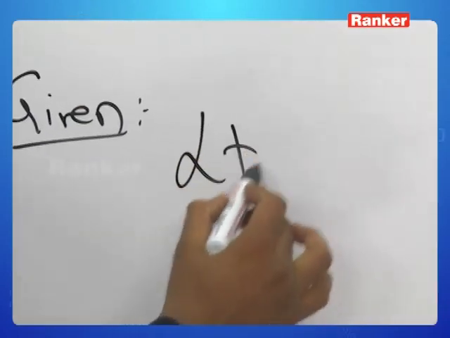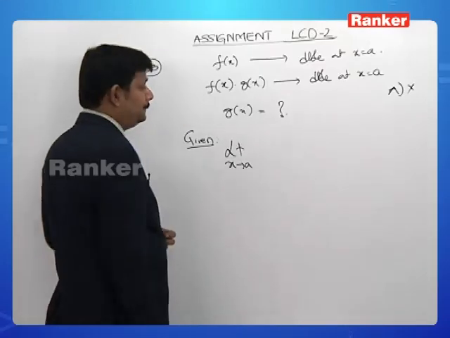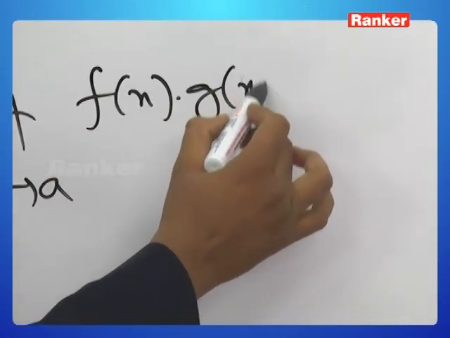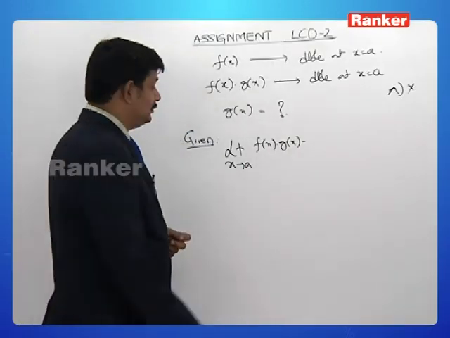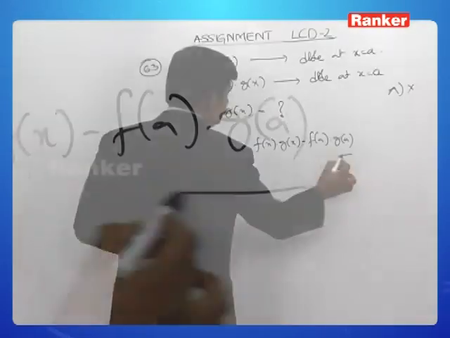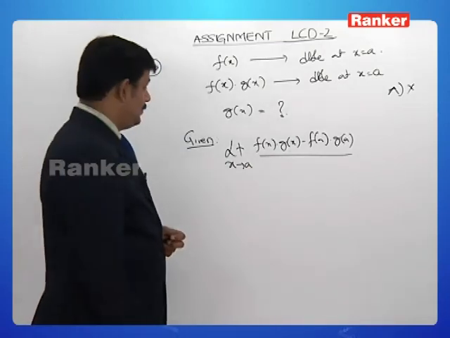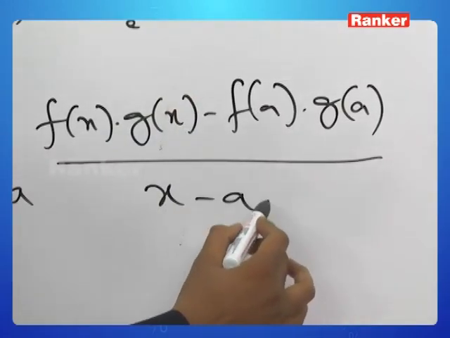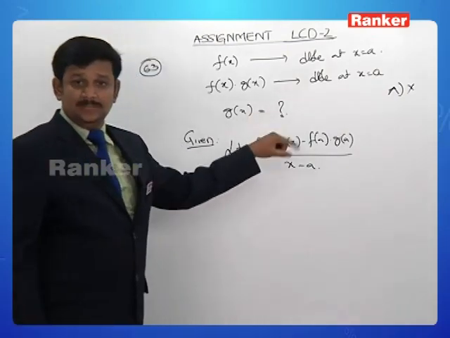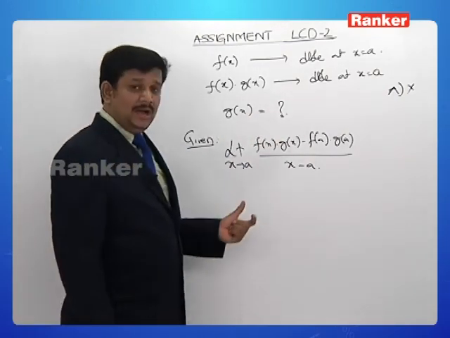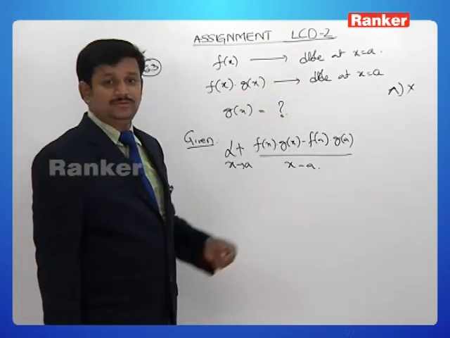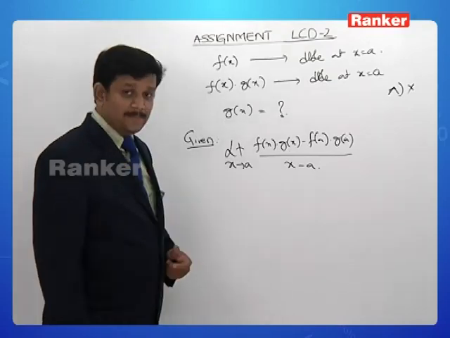So the limit as x tends to a of f of x into g of x minus f of a into g of a, divided by x minus a, it is given that this limit exists. And it is also given that this limit is finite. Only then f of x into g of x will be differentiable at x equal to a.